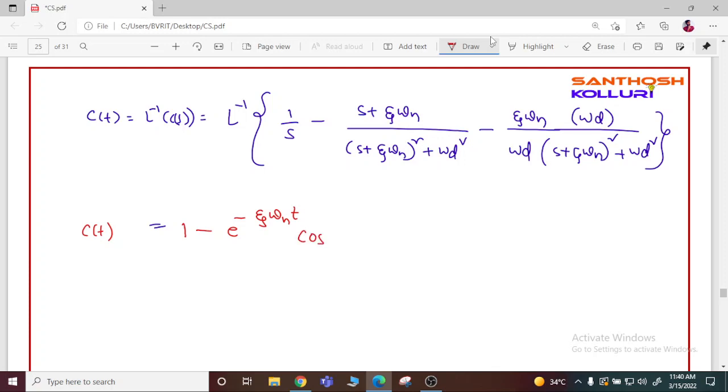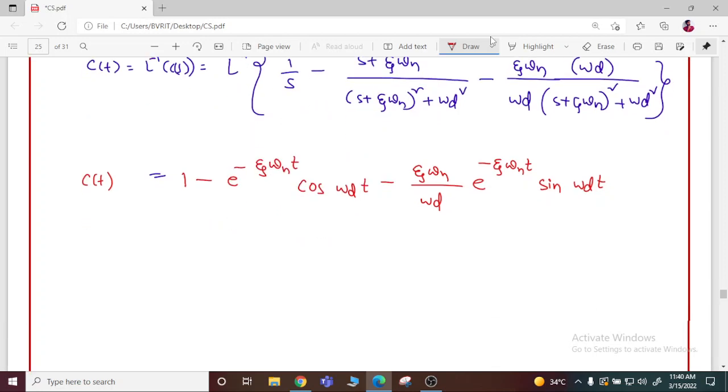cos omega d t, and coming to the third term, zeta omega n by omega d will be as it is, and for this the sine term is e power of minus zeta omega n t into sin omega d t. So this is the time response of the above function.